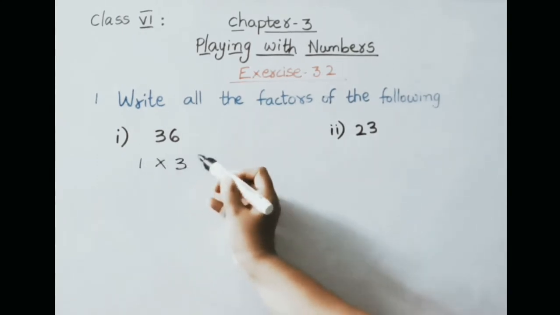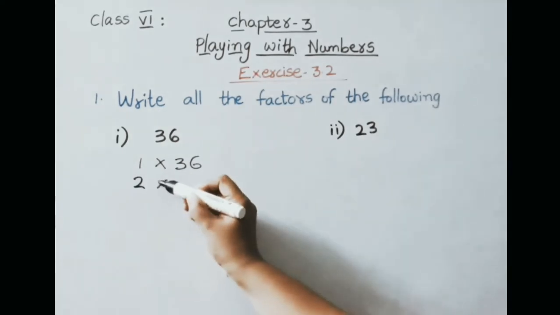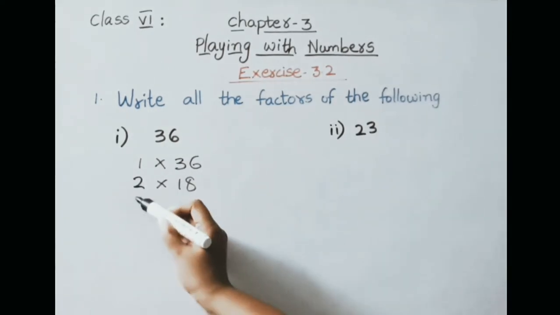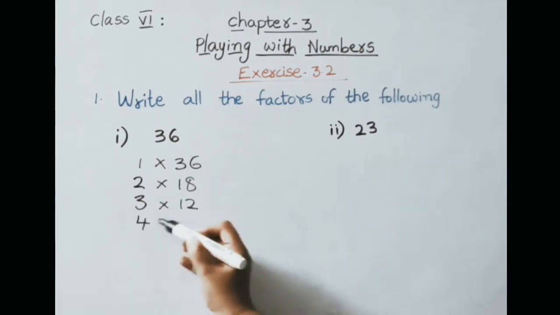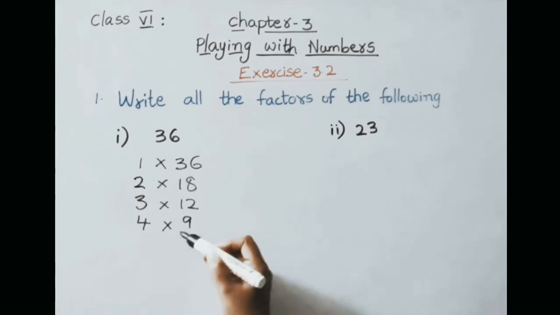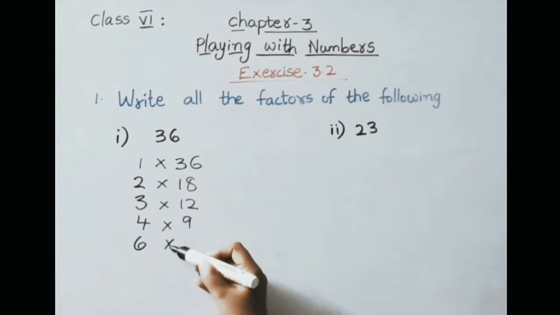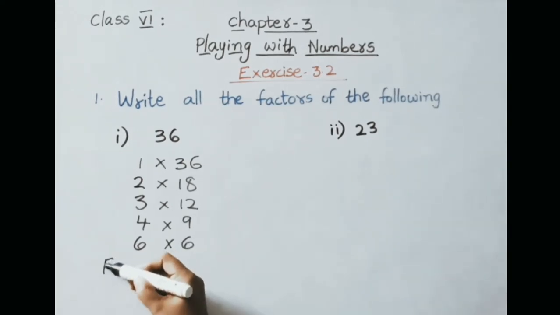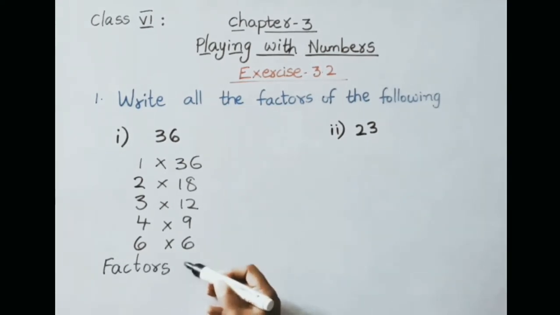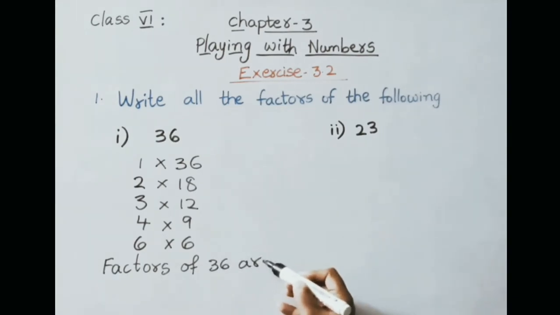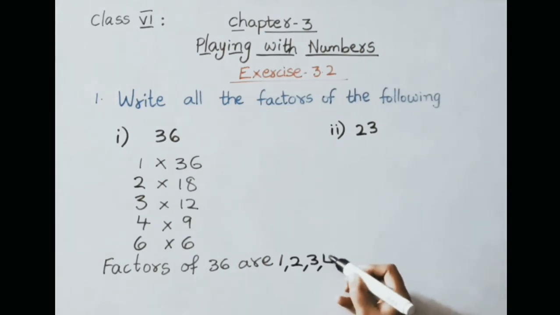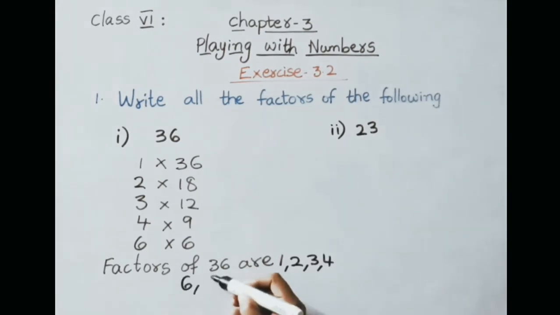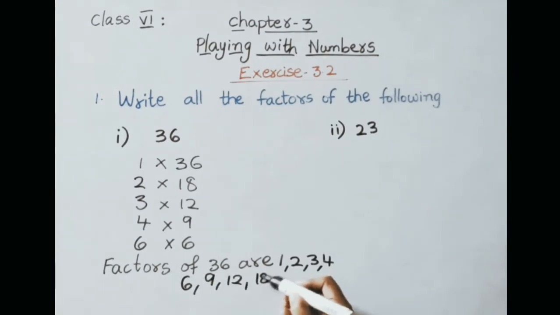1 into 36, 2 into 18, 3 into 12, 4 into 9, 6 into 6. Now let us write factors of 36: 1, 2, 3, 4, 6, 9, 12, 18 and 36.